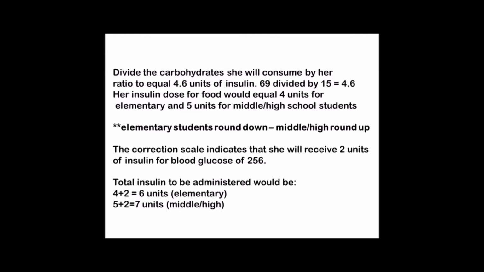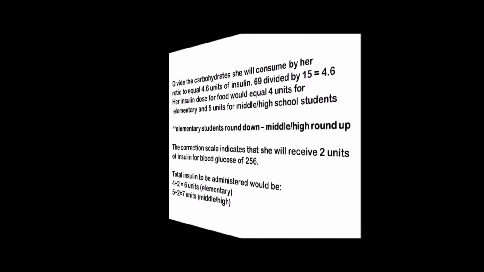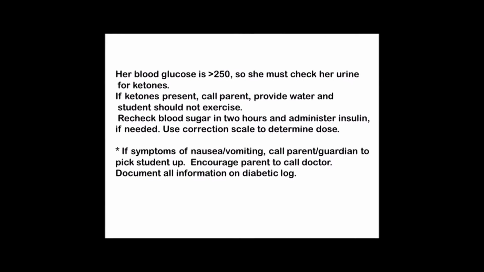The correction scale indicates that she will receive 2 units of insulin for a blood glucose of 256. Total insulin to be administered would be 4 plus 2 equals 6 units for elementary students, or 5 plus 2 equals 7 units for middle or high school students. Her blood glucose is greater than 250, so she must check her urine for ketones. If ketones are present, call the parent, provide water, and the student should not exercise. Recheck blood sugar in 2 hours and administer insulin if needed.